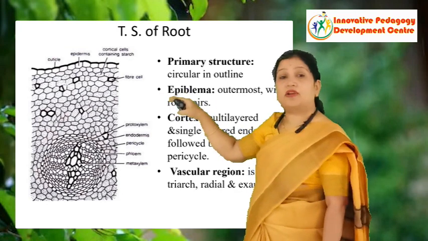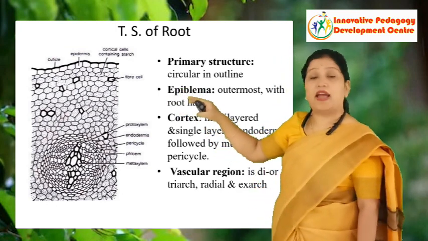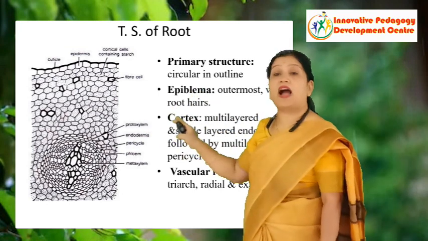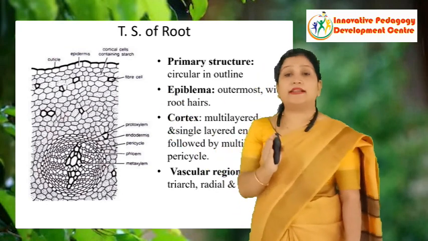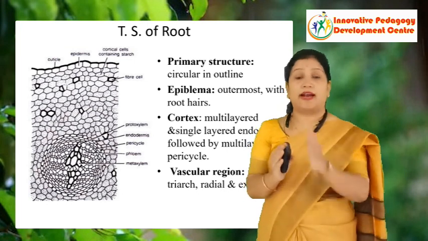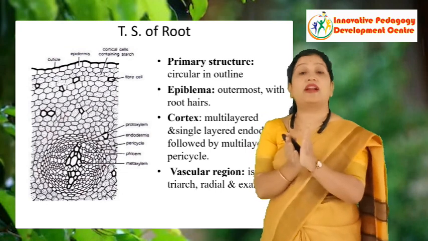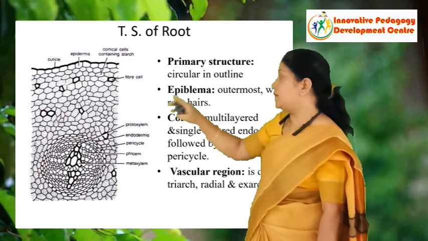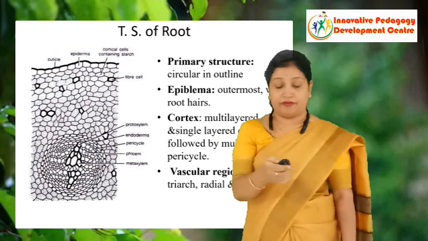Dear students, the vascular region is represented by di or triarch. Di means two and tri means three. Here in this diagram, you can see diarch, di means two arcs of the xylem. So it is always easy to remember that radial vascular bundles are found in the root. That means the xylem strand and the phloem strand are present on two different radii. And the arrangement of the xylem is exarch. That means metaxylem you can see in the center and the protoxylem towards the periphery.